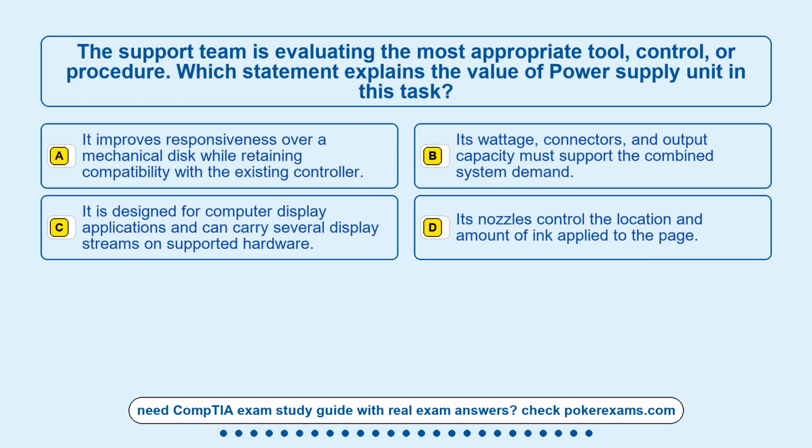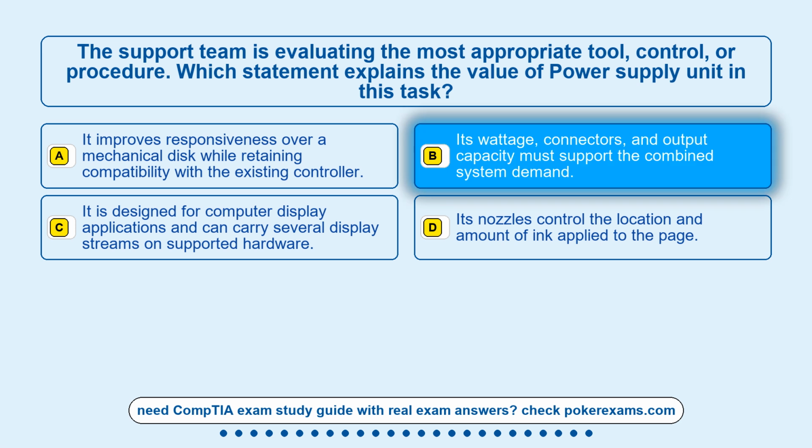Question 21. The support team is evaluating the most appropriate tool, control, or procedure. Which statement explains the value of power supply unit in this task? Option A. It improves responsiveness over a mechanical disk while retaining compatibility with the existing controller. Option B. Its wattage, connectors, and output capacity must support the combined system demand. Option C. It is designed for computer display applications and can carry several display streams on supported hardware. Option D. Its nozzles control the location and amount of ink applied to the page.